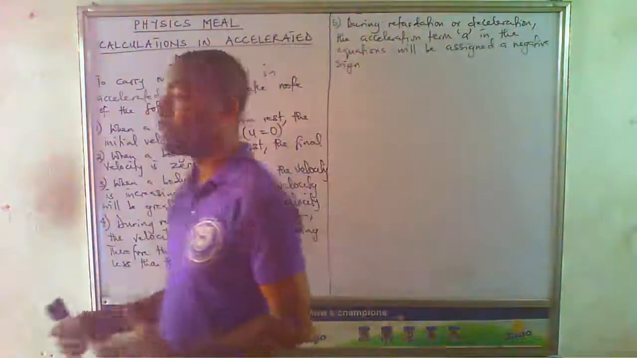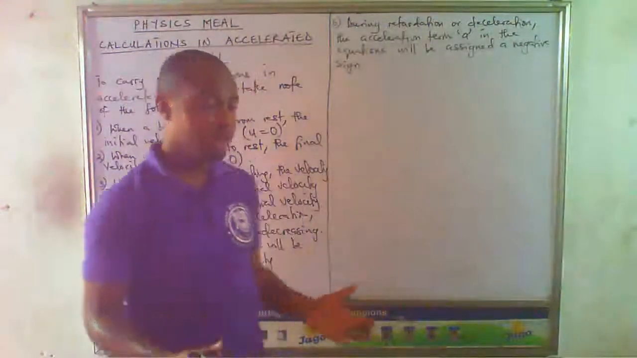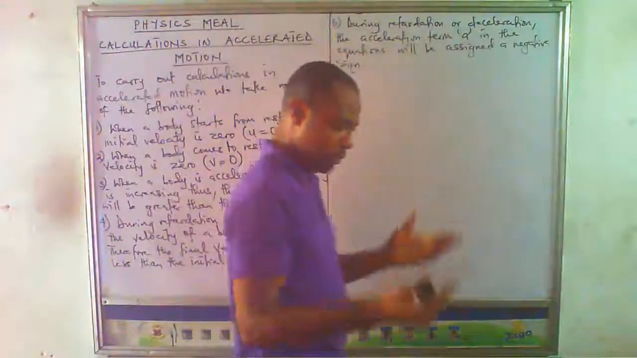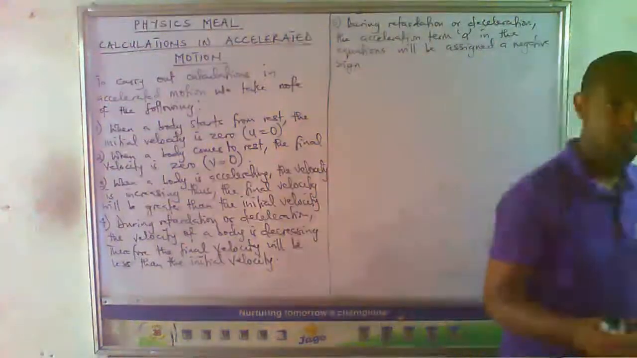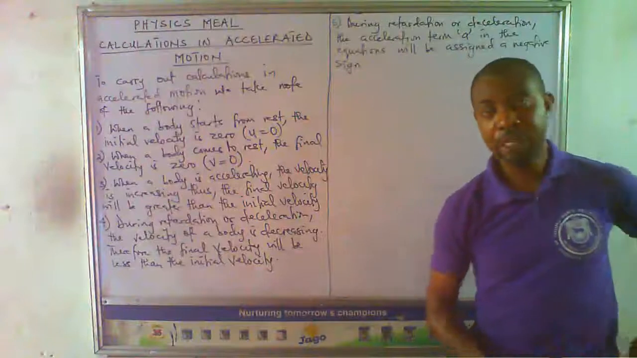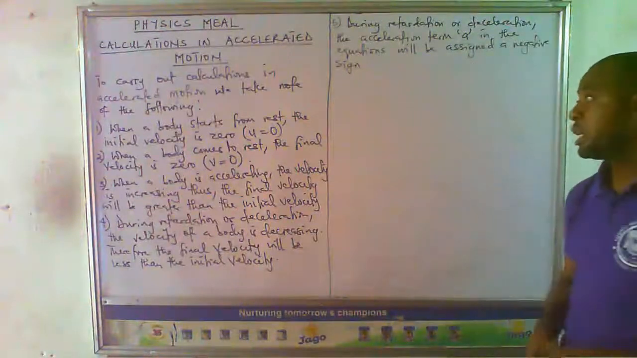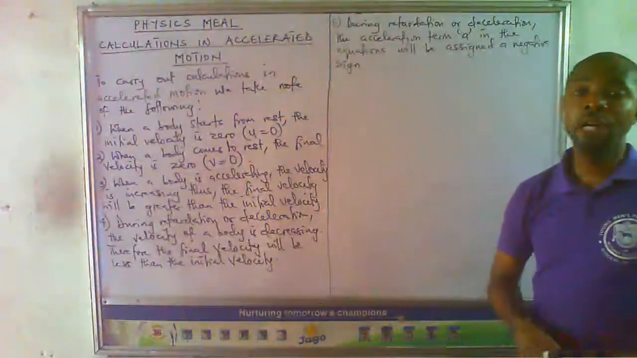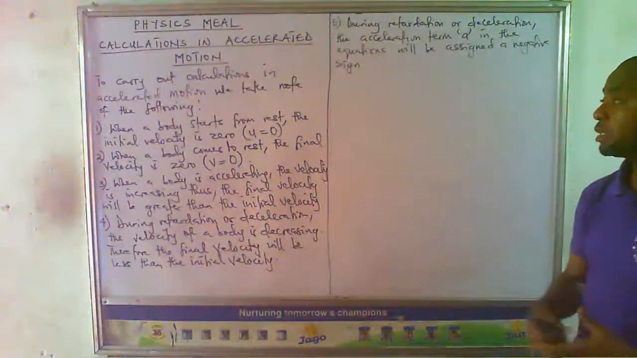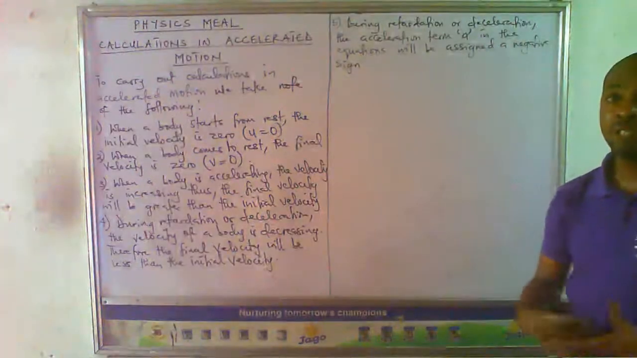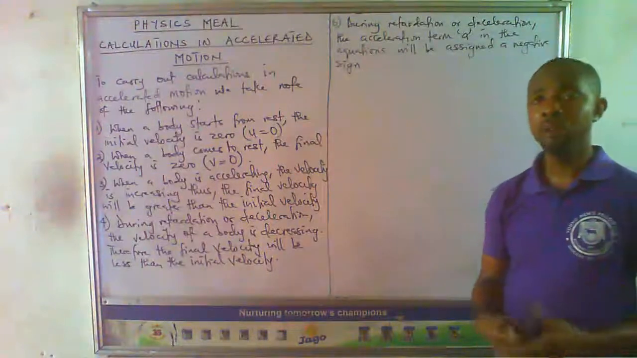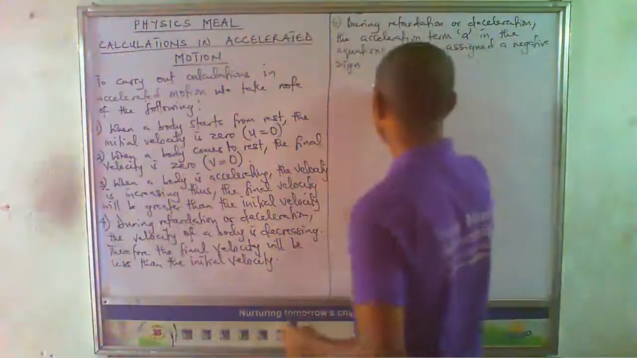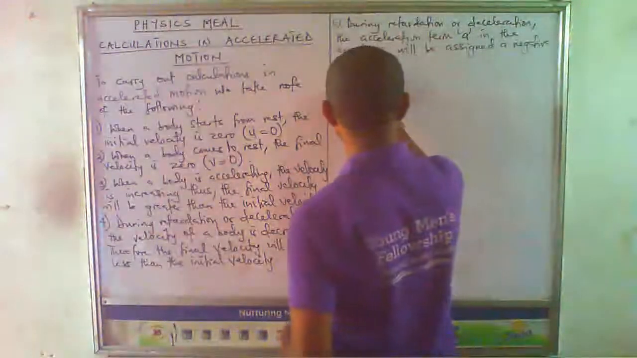All right. Having taken note of these points, they are going to be very useful to us when we begin to do calculations. So there are two methods we usually use in carrying out calculations as far as accelerated motion is concerned. So what are the methods? We have the use of equations and graphical methods. So methods of solving problems. So we say there are two methods.